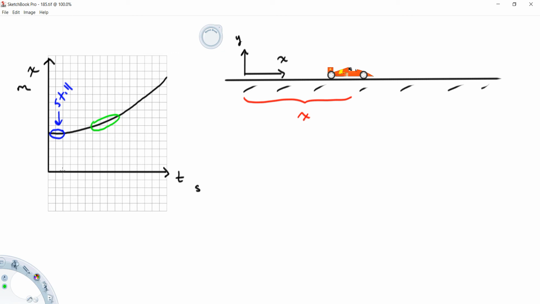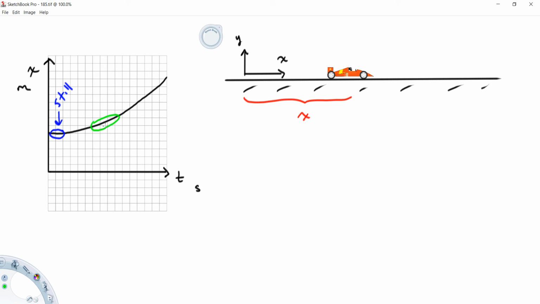The time went from 1, 2, 3, 4, 5, roughly 6, and the x-coordinate 1, 2, 3, 4, 5, roughly 6, 7, 8, 9, then 1, 2, 3, 4, 5, 6, 7. So in this 3-second time frame, the car moved about a meter.